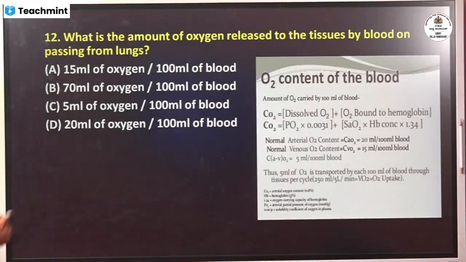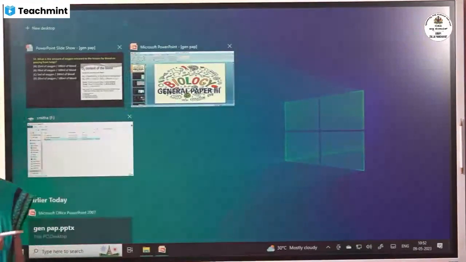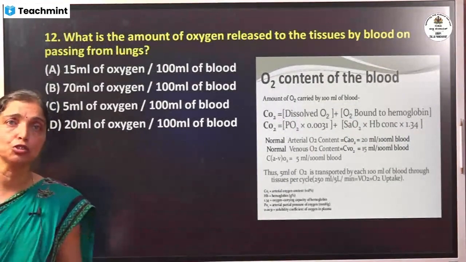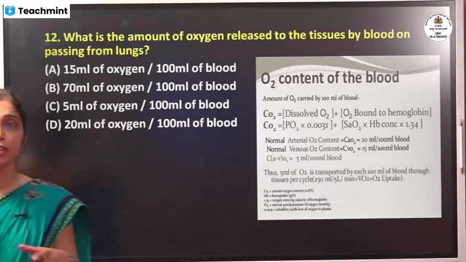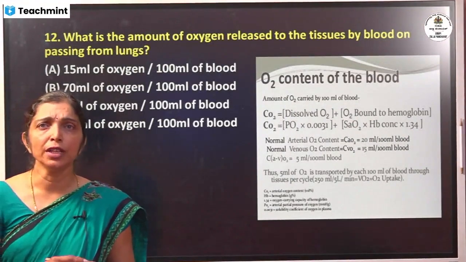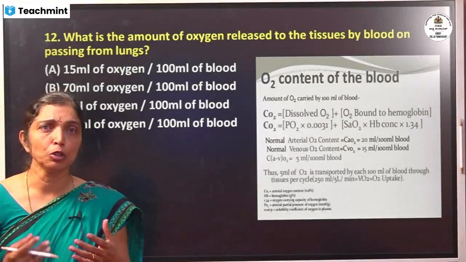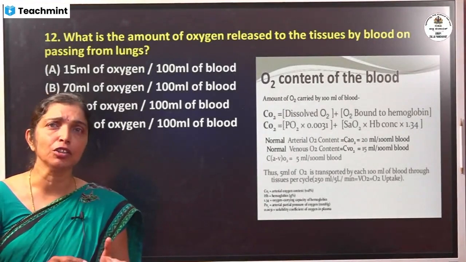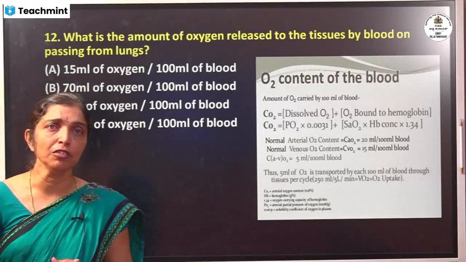So here, how do you calculate what is the amount of oxygen that is released to the tissues by the blood? The blood will be having oxygenated as well as deoxygenated blood. So we have the normal arterial oxygen content, which is about 20 ml per 100 ml of blood, and a normal venous oxygen content, which is usually about 15 ml per 100 ml of blood.